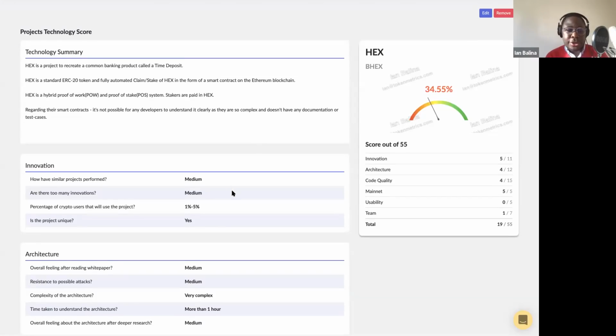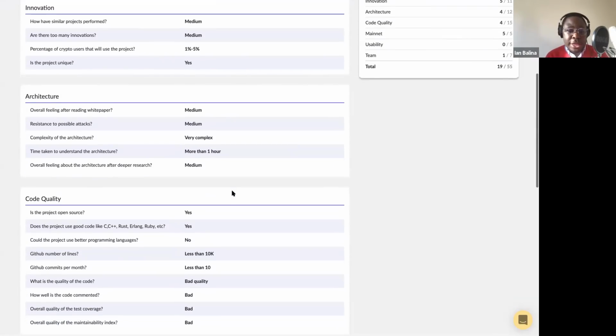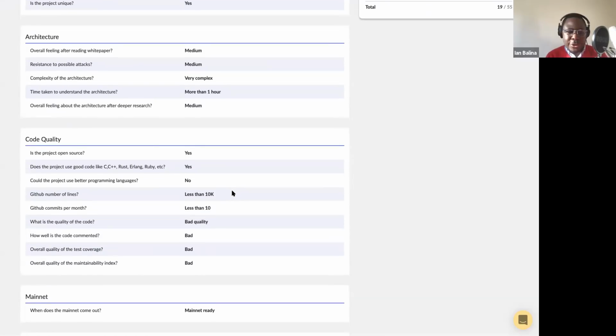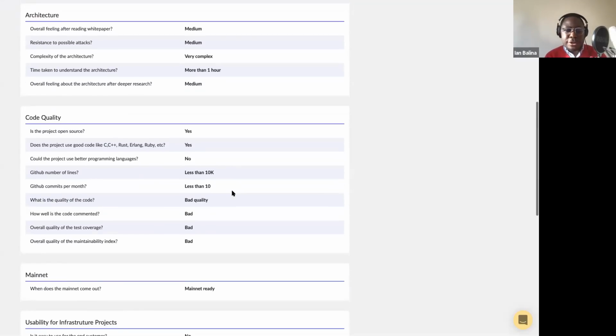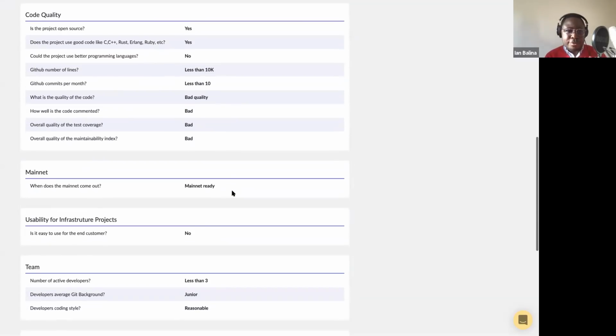So we can tell you, okay, this is exactly its code quality. They have less than 10,000 lines of code. They don't have any comments in their code. There's no quality test coverage. There's no maintainability index. So all this is being done by our team on the technology of projects so that you don't have to.